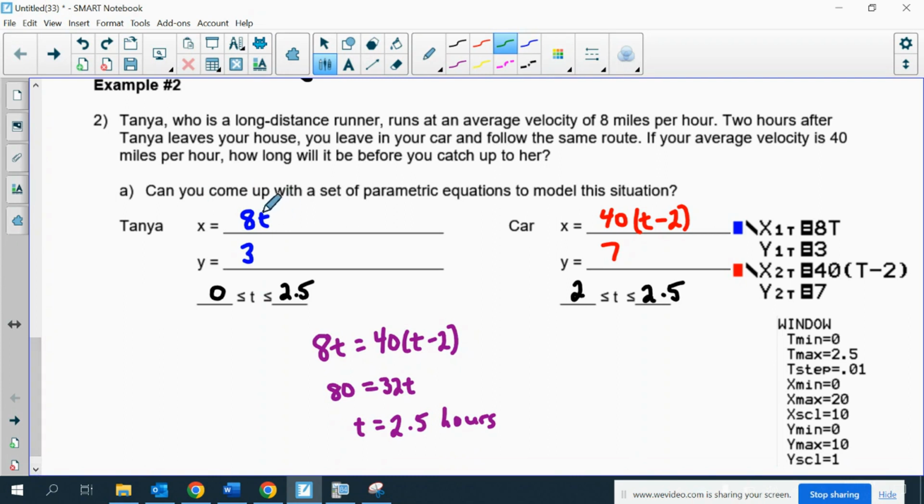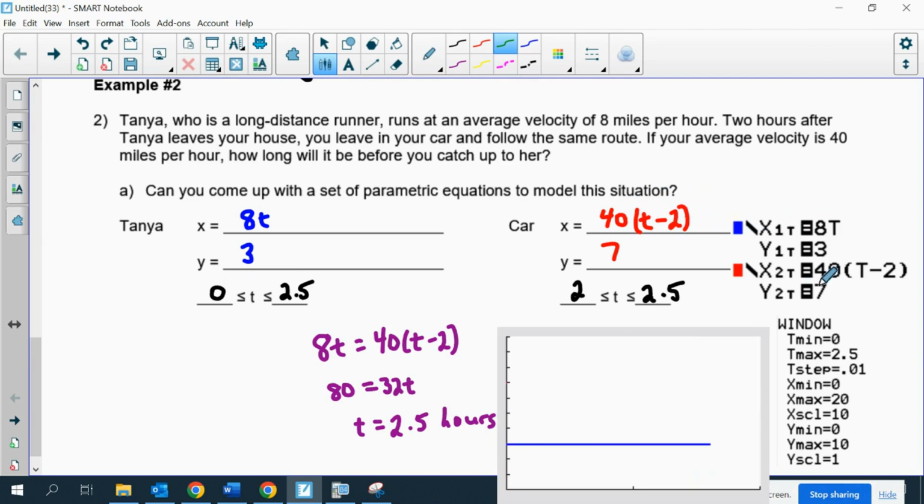So Tanya's equation is 8t, and then any value of y that's going to fit on your screen, because again, this is really a one-dimensional problem. The car is 40 miles an hour times t minus 2. And the reason why you have a t minus 2 is that you are starting 2 hours after Tanya begins.